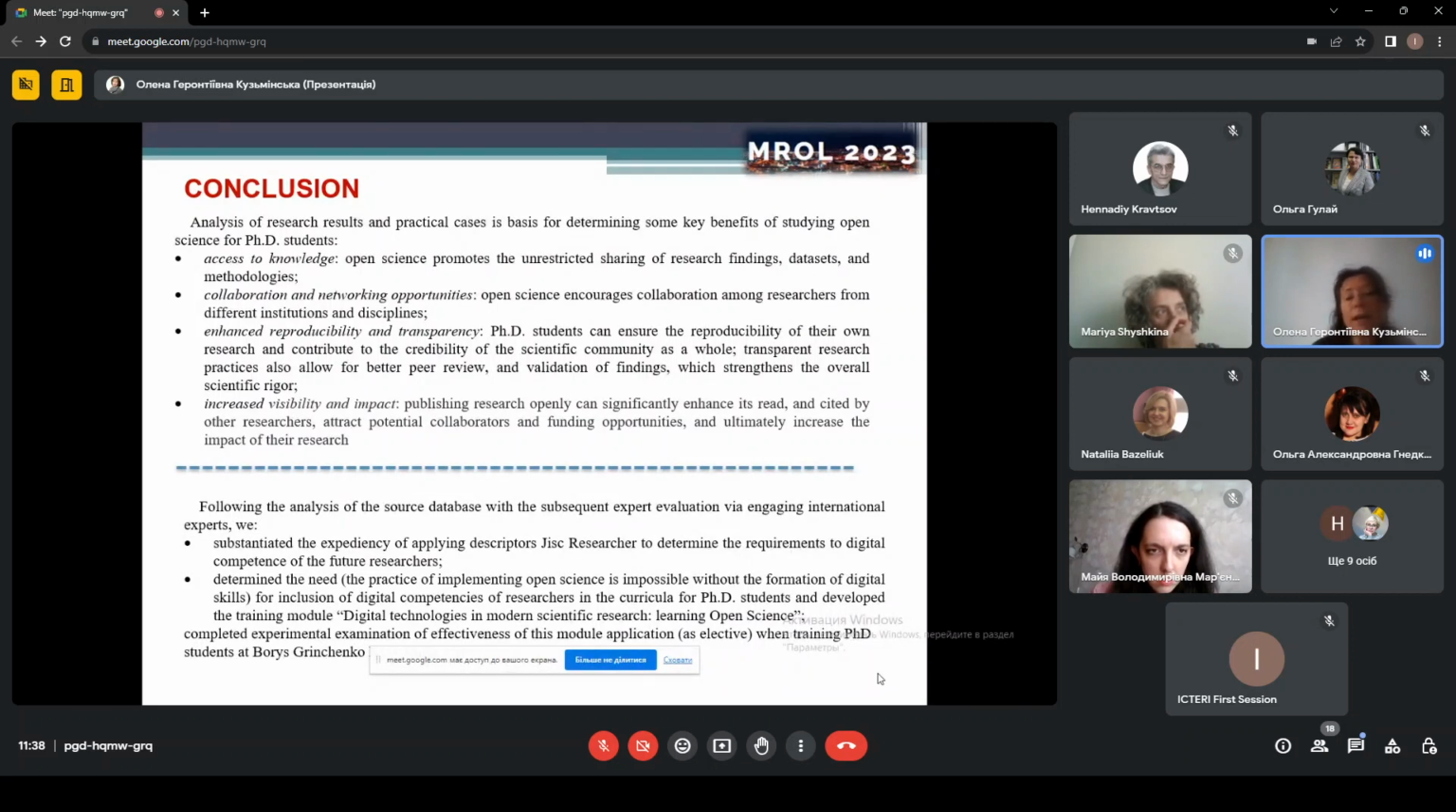And following the analysis of the source database with subject expert evaluation via engaging international experts, we sustain the expanding of applying descriptions of the DigComp researcher framework to determine the requirements for digital competency of the future researcher, determine the need for inclusion of the digital competence of researchers in curricula for PhD students, and we developed or enhanced existing training models, and we enhanced this in terms of learning open science.